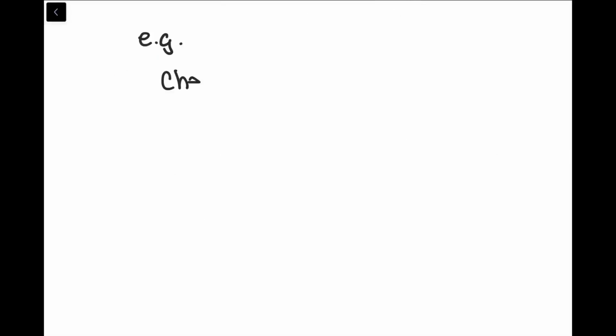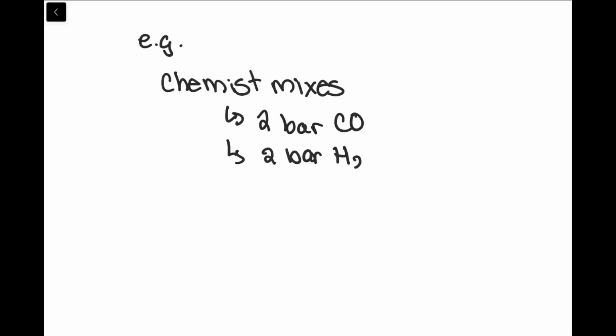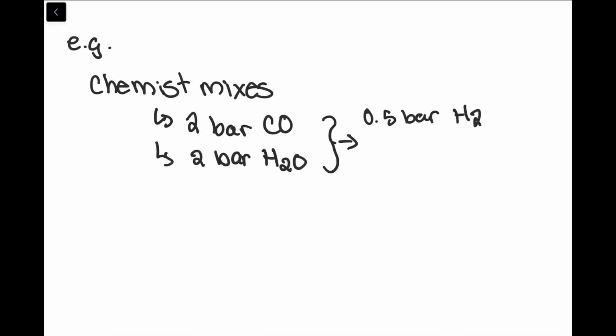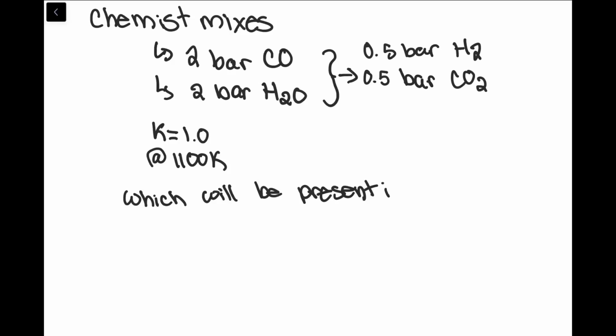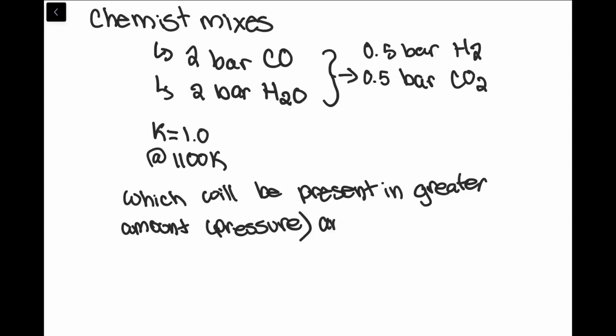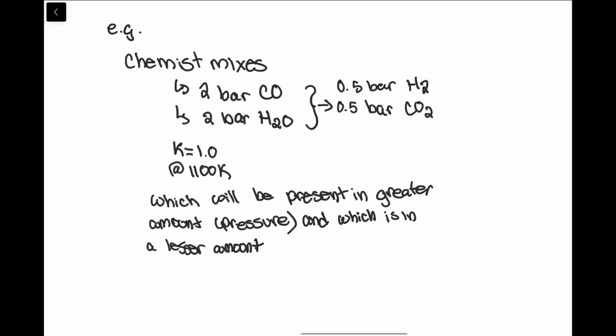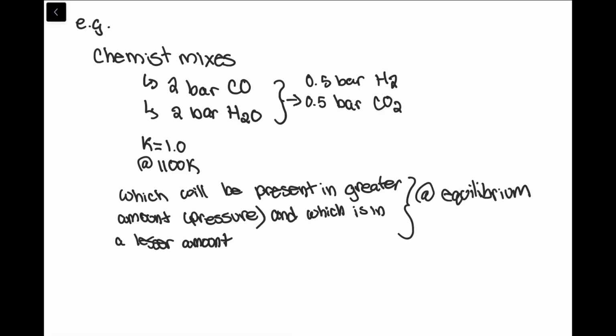Alright, I think you're ready to try one on your own. Let's say that a chemist mixes 2 bar of CO with 2 bar of H2O, producing 0.5 bar of H2 and 0.5 bar of CO2. And let's say you know that the equilibrium constant is 1.0 at 1100 Kelvin. Now, using this information, can you calculate the equilibrium pressures and determine which will have more, the products or the reactants? Take a minute and pause the video, and then unpause when you're ready to see the solution.